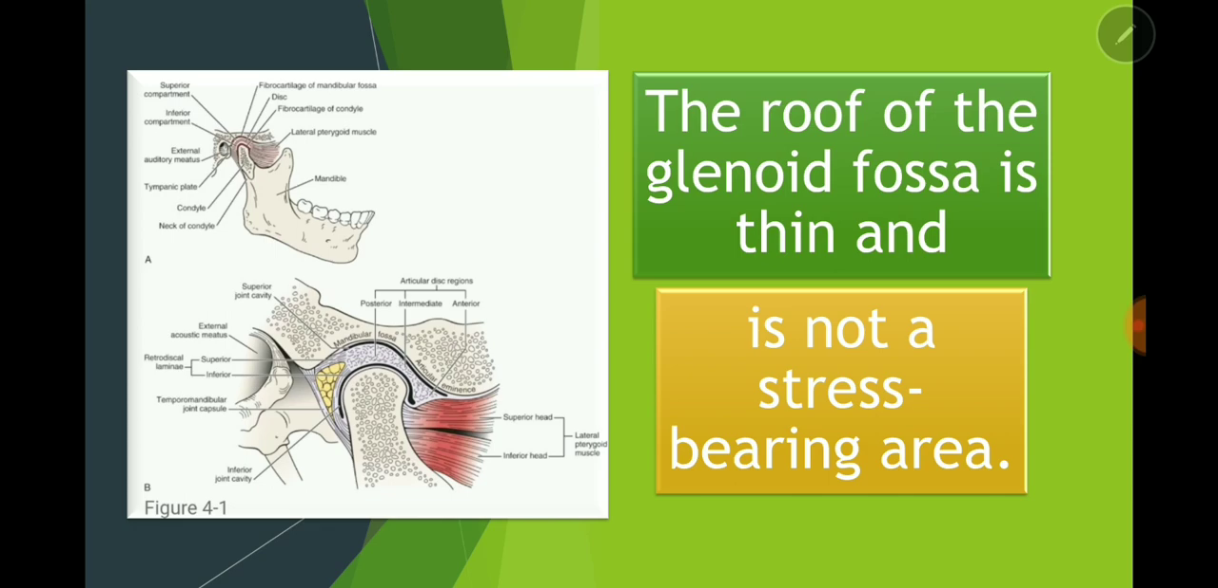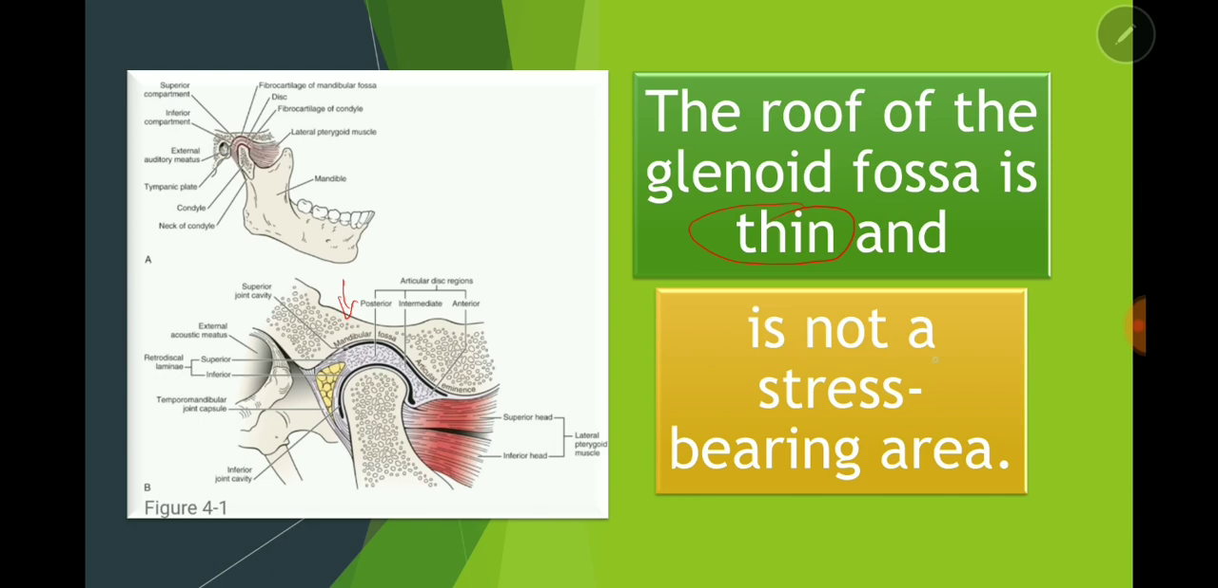So now, as I mentioned, the glenoid fossa forms the roof. Where is the glenoid fossa? This is the glenoid fossa. You can see on the diagram, it's pointing right there. Now, as I mentioned before, the glenoid fossa is very thin, which is a reason that if you have trauma, you can fracture that glenoid fossa, and then you have an intracranial bleed.